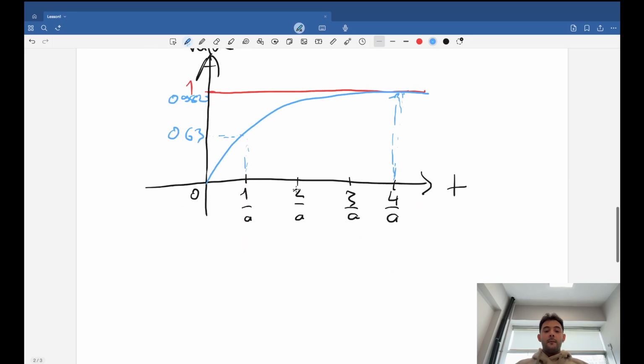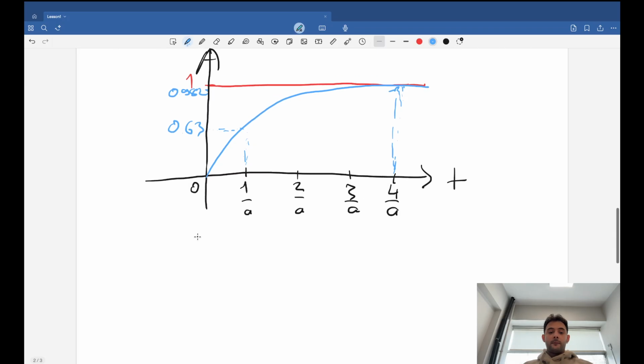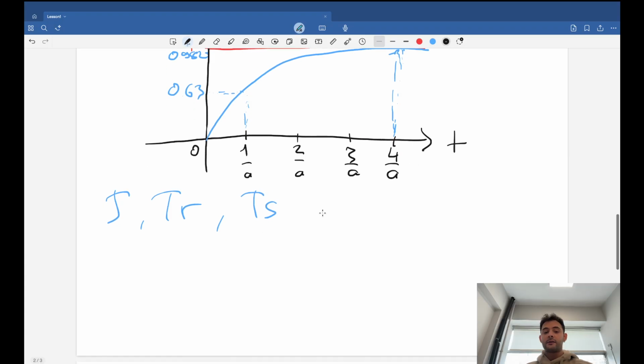So I will do some definitions now, and I think you will get to understand better. Usually on these questions we will be asked to find the time constant, the rise time and the settling time. But what are those? Let's figure it out. There's a manner of time that increases with respect to 1 over a, 2 over a, 3 over a, and 4 over a. So 1 over a is here a constant, so we can call it the time constant.